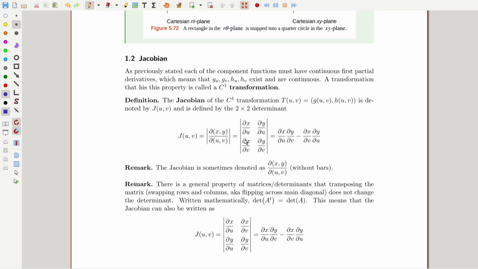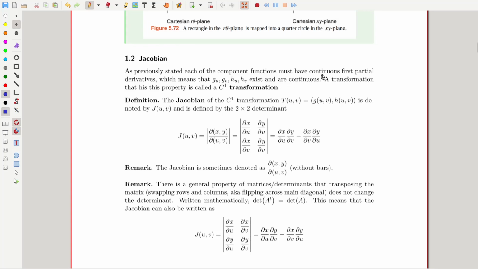So these conditions that you have: G and H are the transformations for x and y. The x coordinate is defined to be this function G that takes in u and v, and y is the function H that takes in the variables u and v. So these maps are assumed to have first partial derivatives that are continuous.